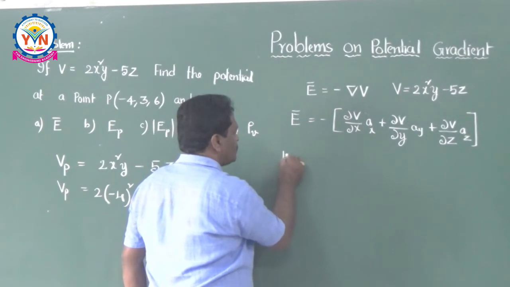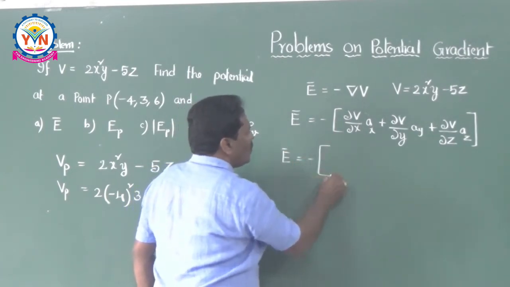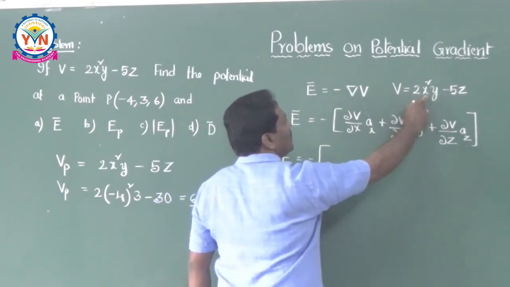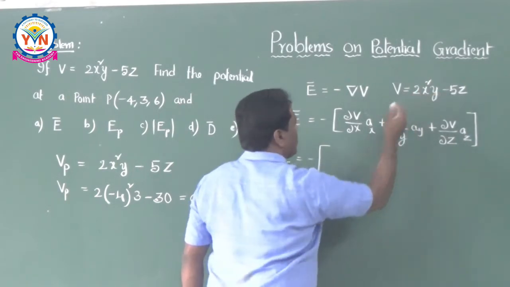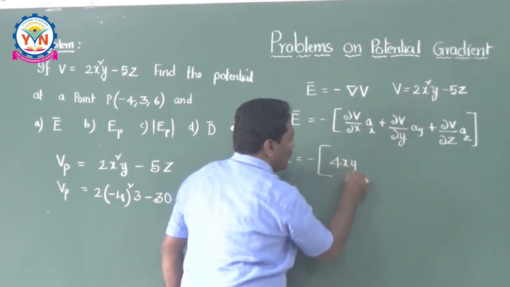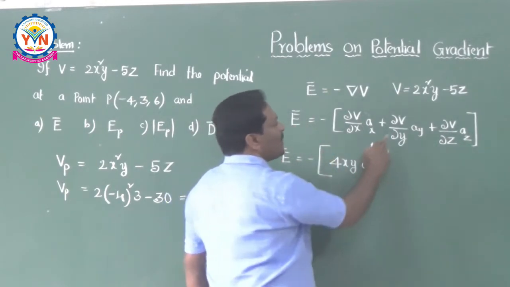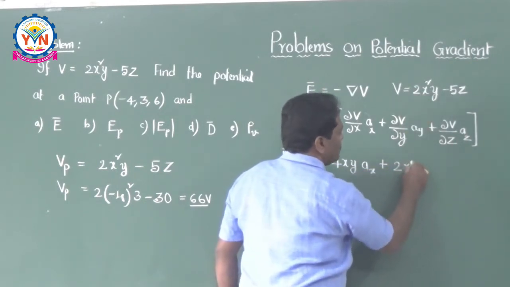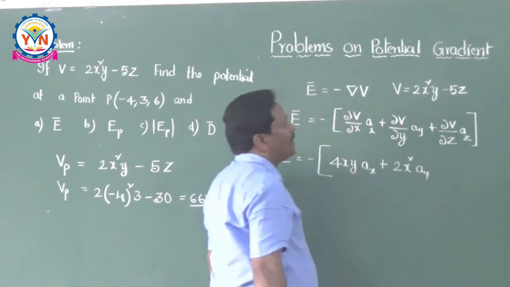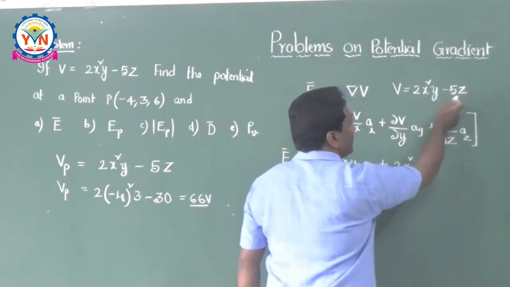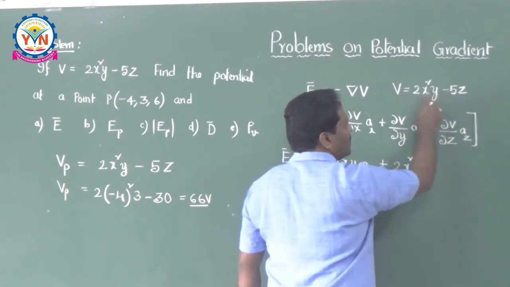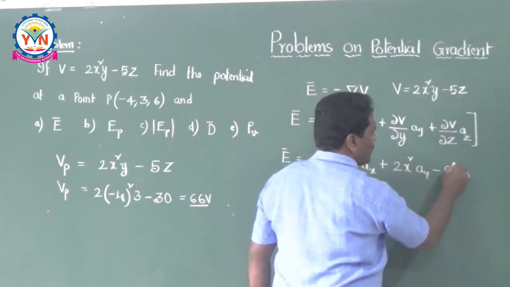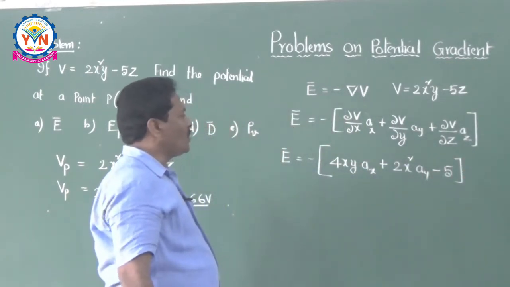E bar is equal to minus of dou by dou x of V, and with respect to x you derivative this. So, directly you can derivative this. What is the x square derivative? 2x. 2x into 2, 4x. So, 4xy Ax. And with respect to y you do it. What is it with respect to y? 2x square into Ay. And with respect to z you do this. That is, dou by dou z of this entire function, with respect to z it is 1, 1 into minus 5. So, that is why it is minus 5 like this. You can say this is into Az.